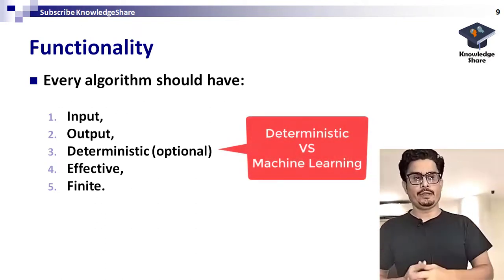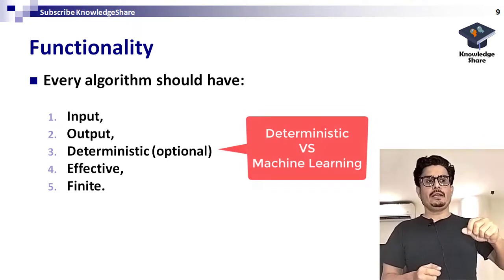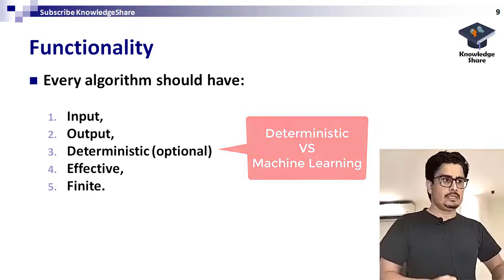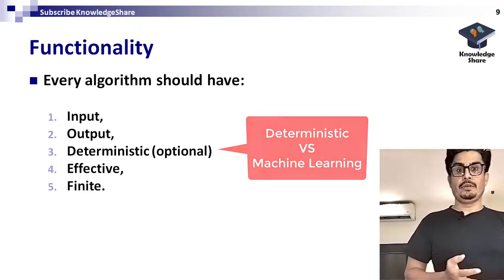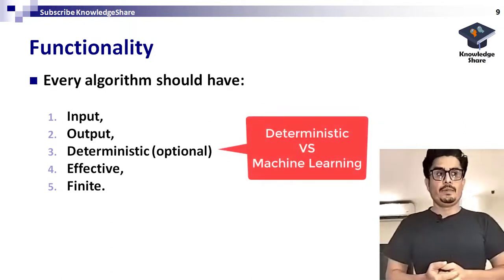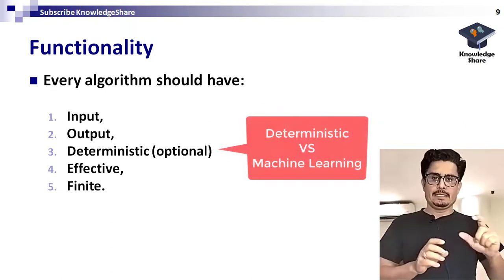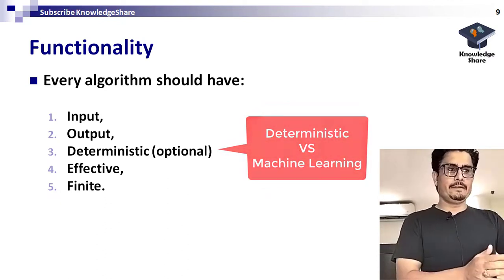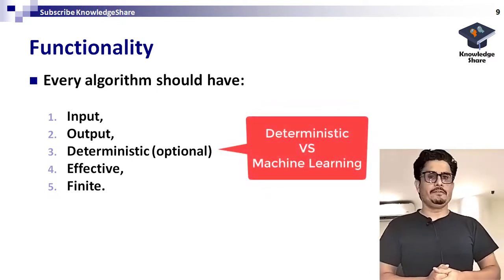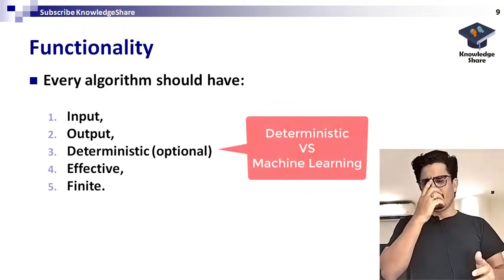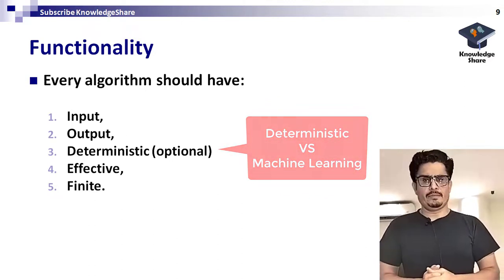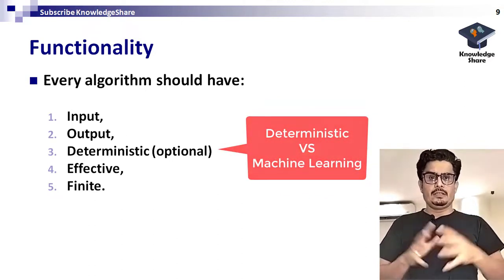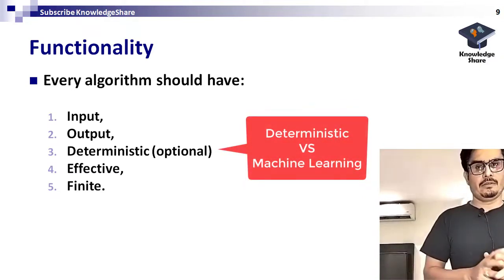Accuracy is no doubt important, but you have some ratio: you can have 60% accuracy, 50% accuracy, or 95% accuracy, but still you have accuracy in percentage. So deterministic is important when we are discussing conventional algorithms, which are not machine learning or deep learning algorithms.